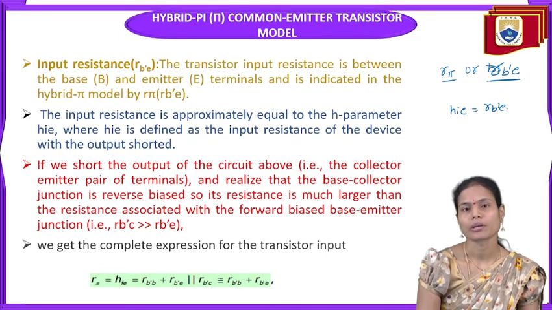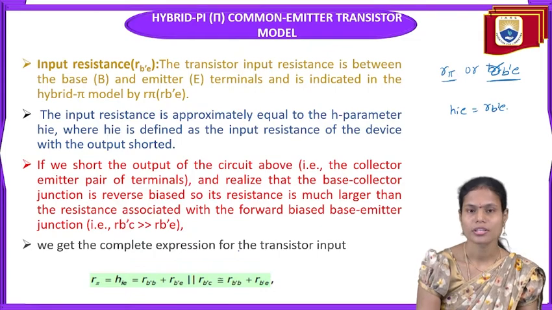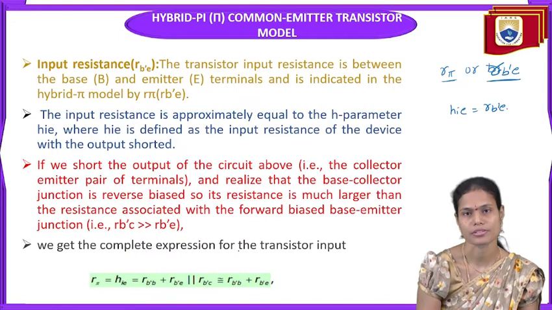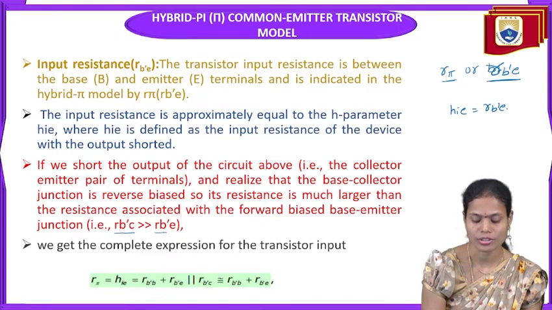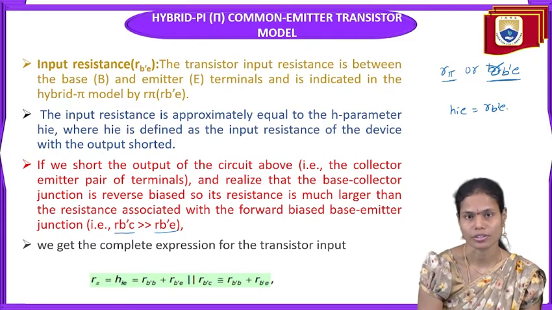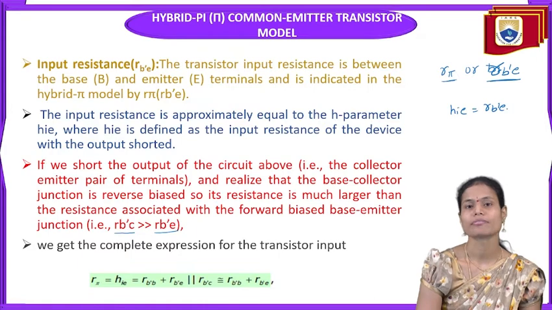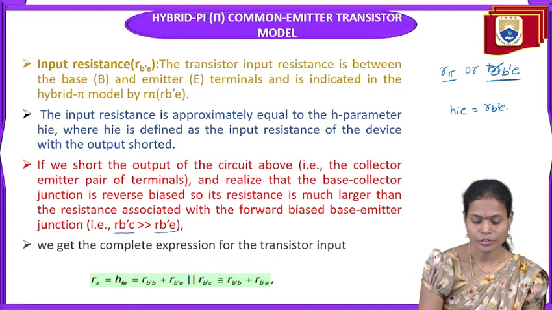So if we short the output terminals of this circuit, that is the collector emitter terminals, in that case the base collector junction is reverse biased, that is the output junction is reverse biased. Once the output junction is reverse biased, its resistance value is very high, far greater than the forward biased base emitter resistor. So RB'C is very high compared to RB'E. Why? Because in a transistor, the input junction is always forward biased and the output junction is always reverse biased in order to operate in the active region. RB'E is present on the input side, RB'C on the output side. Since the output junction is reverse biased, RB'C is very high compared to RB'E.